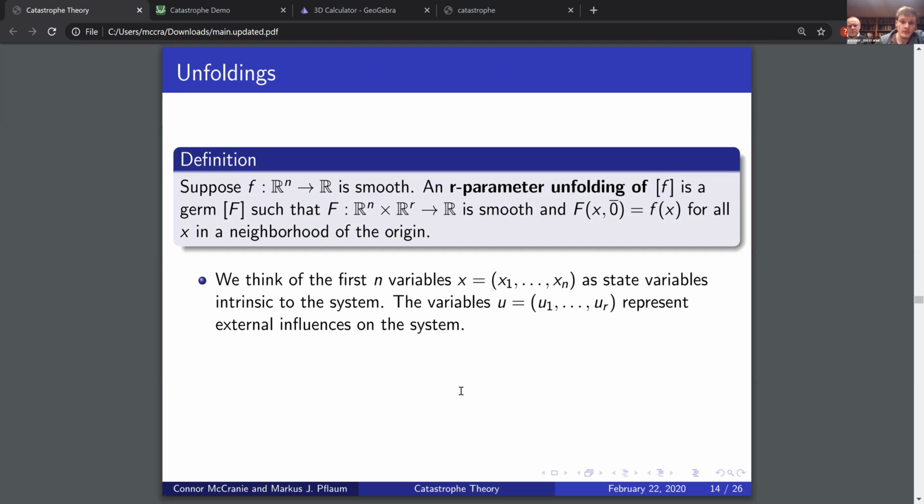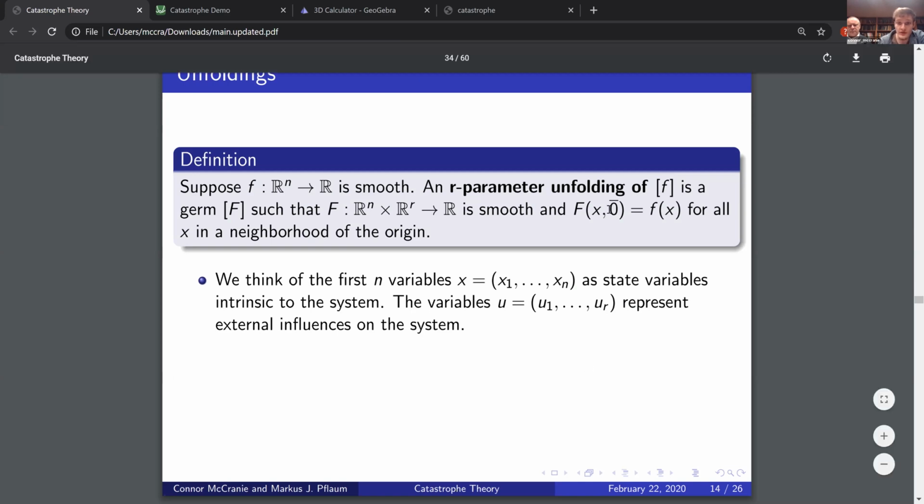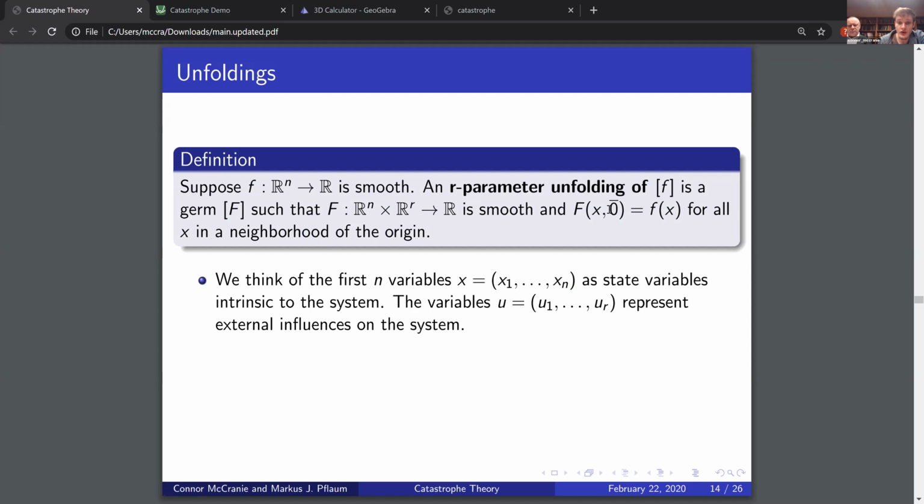Okay, so we want to talk about unfoldings. This is going to be a higher dimensional function. So it's starting with more variables, but if I just put in 0 for all those extra variables, then I get back to my original function. So I'm increasing the dimension and adding extra variables that are going to serve as my external parameters. And I want to look at how this changes as my extra parameters change.